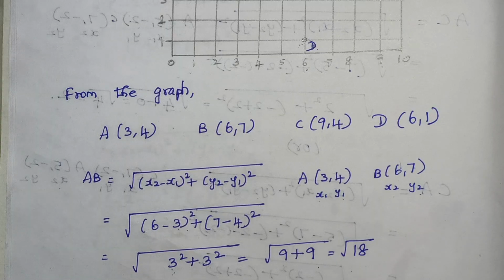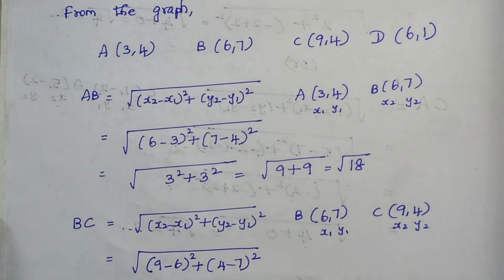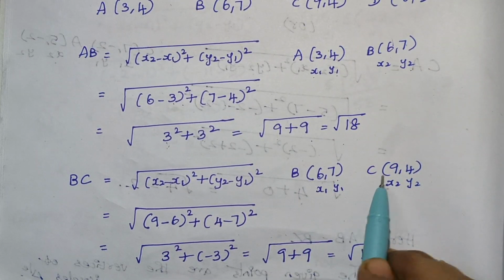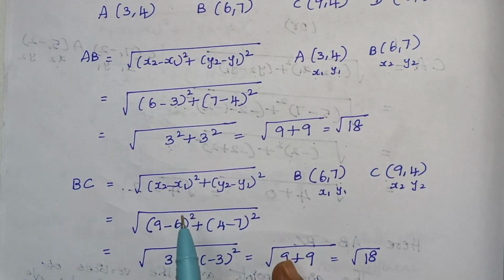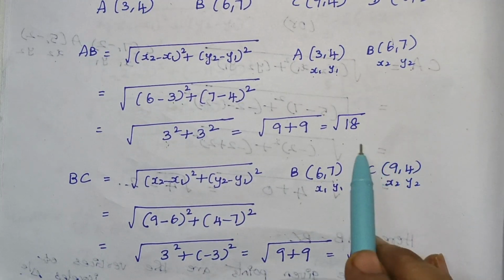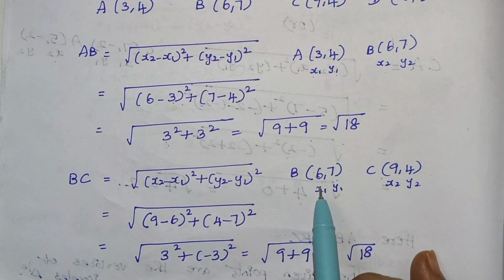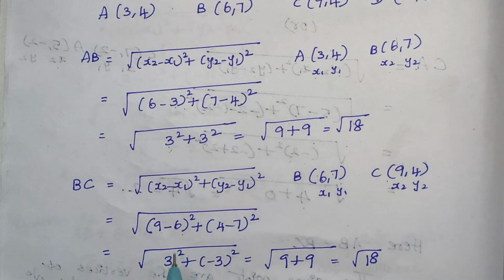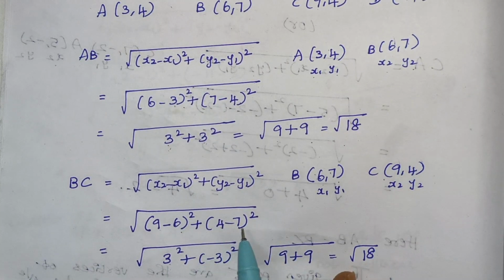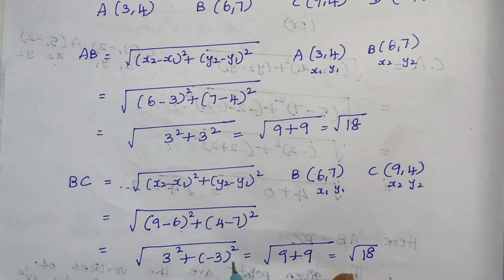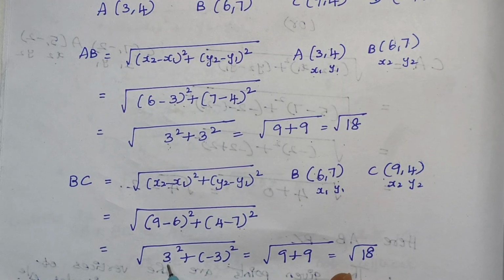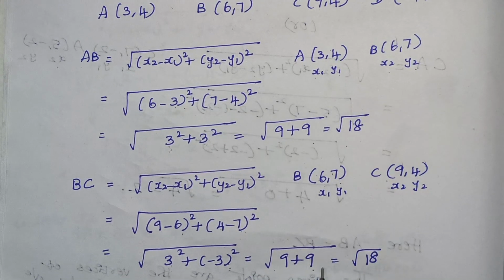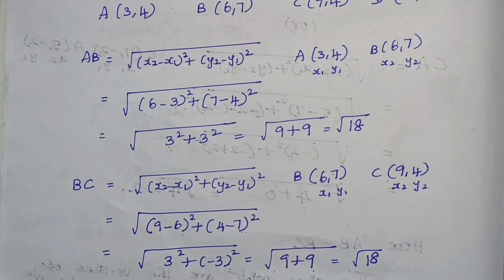Next we are going to find BC. So write down the values. BC is given by, again, B is 6, 7 and C is represented by 9, 4. Again, making use of the same distance formula, x2 minus x1, so 9 minus 6 the whole square plus 4 minus 7 the whole square. So 9 minus 6 gives you 3 square, and 4 minus 7 gives you minus 3 the whole square. When you square, 3 square gives 9 and minus 3 square also gives the same 9. So when you add, you get the answer as root of 18.